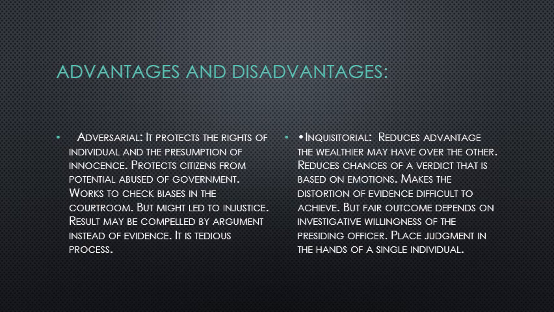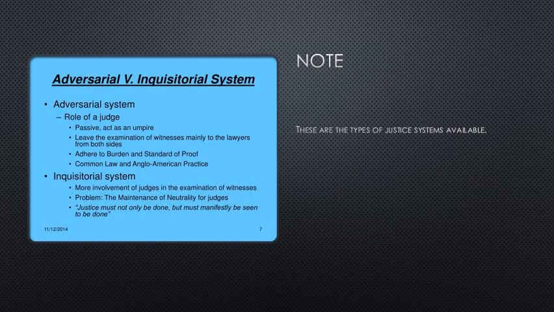The fairness there becomes very, very loose. So that is that. And then next, this is a summation. In an adversarial system, the role of the judge is passive.